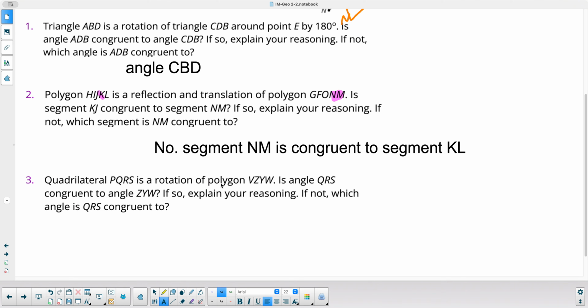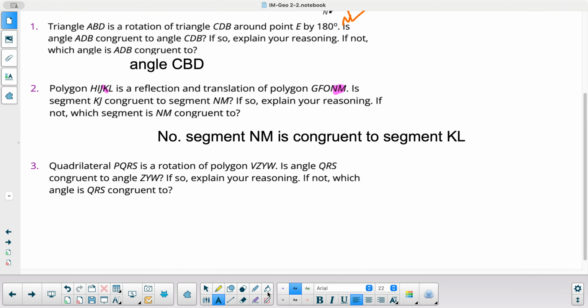Quadrilateral PQRS is a rotation of polygon VZYW. Is angle QRS congruent to ZYW? If so, explain your reasoning. If not, which angle is QRS congruent to?